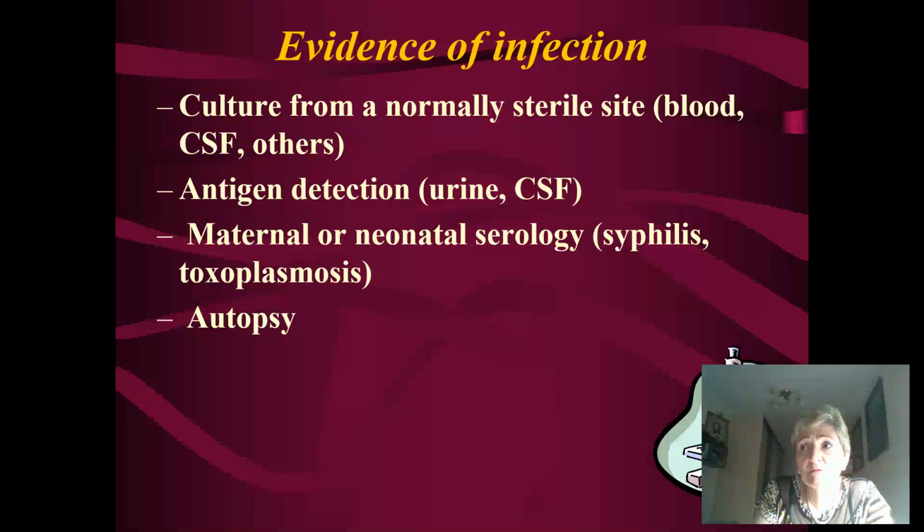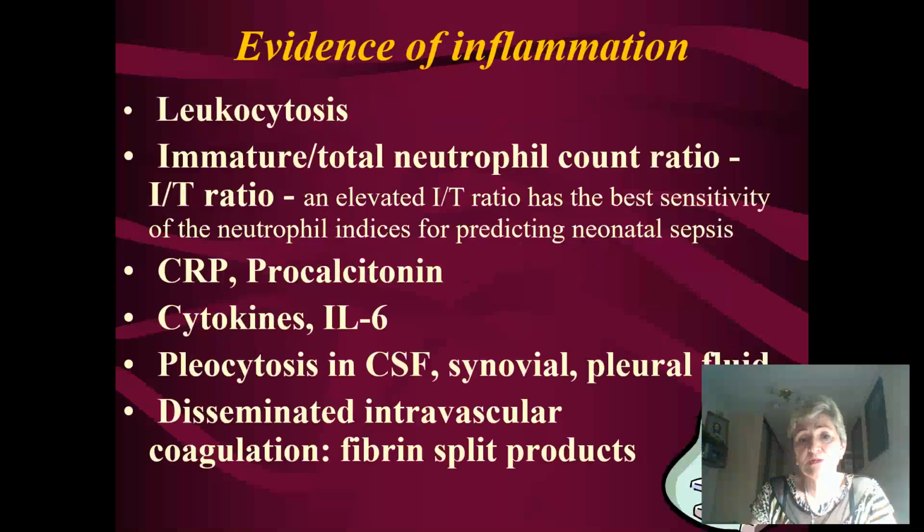Endotracheal, from the endotracheal tube, urine. Next, very important, antigen detection, urine or CSF. Maternal or neonatal serology, when you want to confirm a specific infection, syphilis for example, toxoplasmosis, or different viral infections. And in a patient with a very bad prognosis, autopsy.